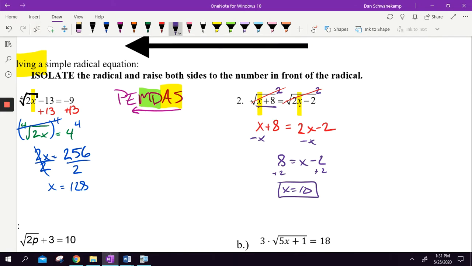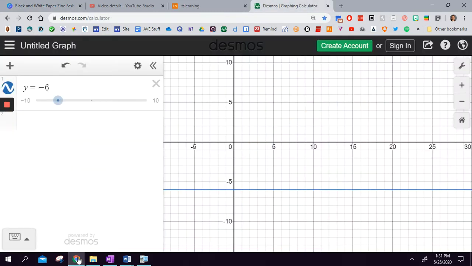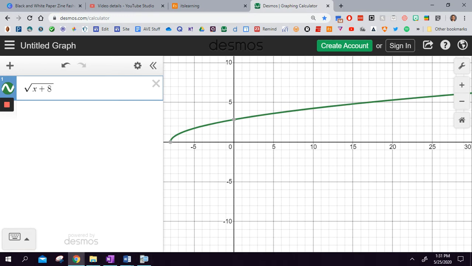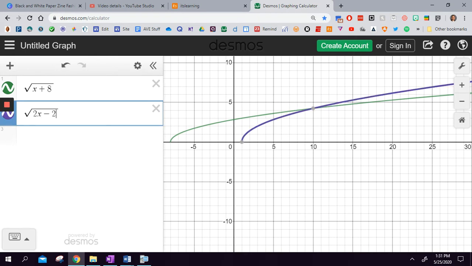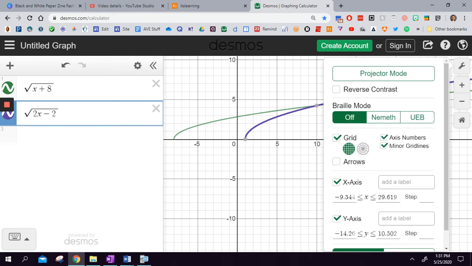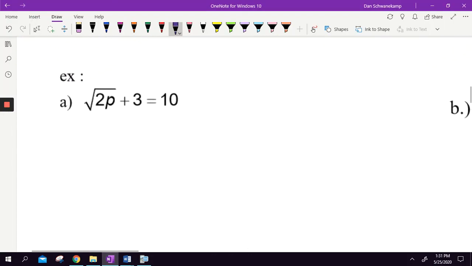You can always do this kind of stuff on Desmos. Let's show you because I think that's kind of cool. So if I graphed the square root of x plus 8, and you're not great at these graphs yet, we'll do this in second semester, but that's what a square root graph looks like. And then we're saying it's going to be equal to the square root of 2x minus 2. Well, there are my two graphs. You've got the green graph and the red graph. Guess where they cross? They cross at x is equal to 10. That's what we're doing when we're solving these things. We're finding that x value that makes it true, but we're also just figuring out where they cross. Because if they're equal, they intersect.